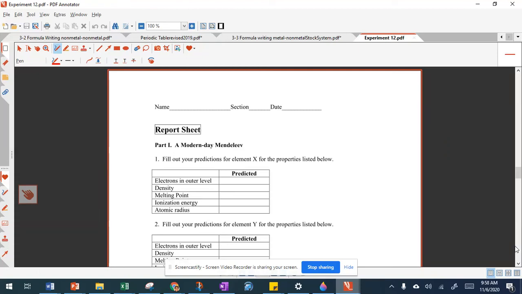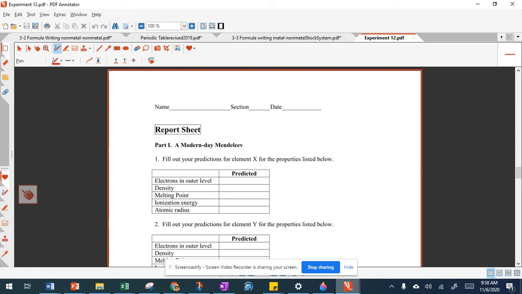Okay, so today what I want to do is go over a few things remaining in the lab that you have to do, just to explain to you how you do these. So first thing I want to go over is this modern day Mendeleev. What you have here, you have three mystery elements. And this is kind of what Mendeleev did.